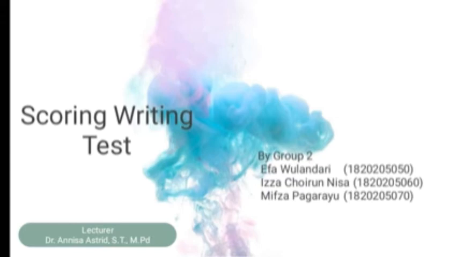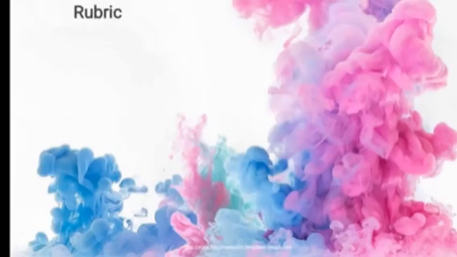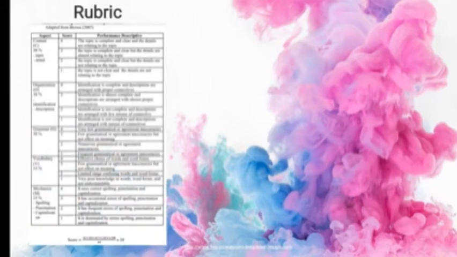We continue to the next slide that talks about the rubric. What is a rubric? A rubric is a scoring tool that lists the criteria for a piece of work and helps to define quality in writing tasks. As we know, a writing test is a subjective test. That means there is no correct or incorrect answer for scoring. So therefore, we use a rubric for scoring the task.